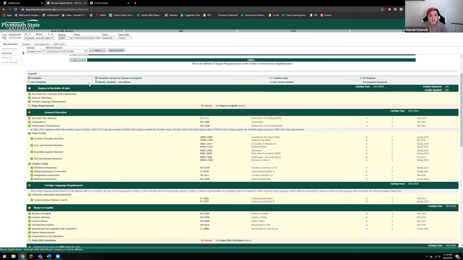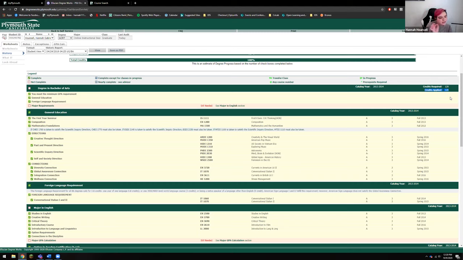But this part up here has some general information about how many credits are required in the major and how many credits have been applied. For most programs, 120 is the amount that is needed to graduate from PSU. There are a few majors, I think, at PSU that have larger credit requirements, but it'll say right here at the top. The credits applied are how many credits they've taken at PSU, or how many credits they're enrolled in.